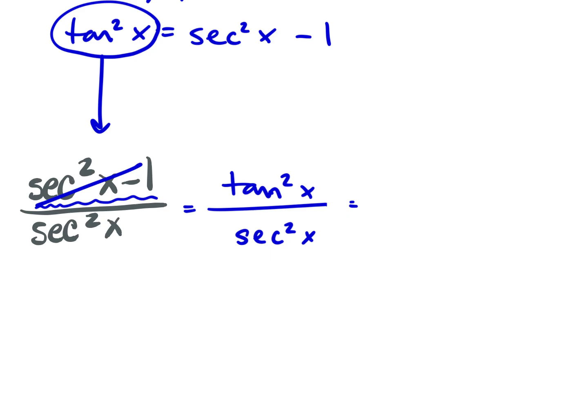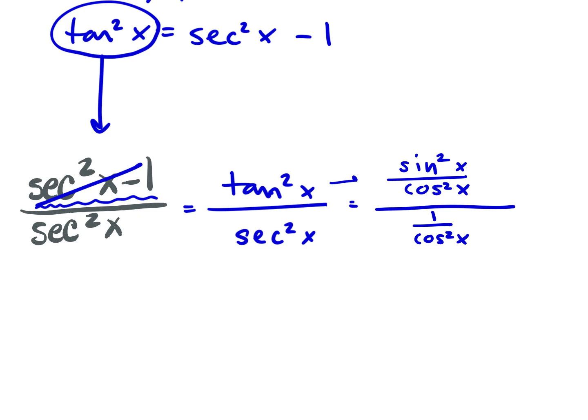So what would we change tangent squared to be? You change that to sine over cosine, but instead of just sine over cosine, we'd make it sine squared over cosine squared. And then over secant squared would be what? That would be 1 over cosine squared. So just change the top to that and the bottom to that.